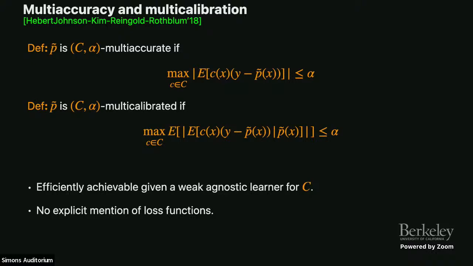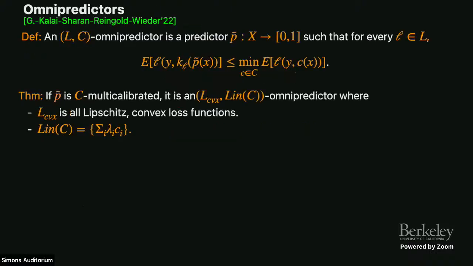Okay, so this is great. I don't need to say anything about this because Michael already did such a nice job of it. This notion, as we've seen, is efficiently achievable using a weak agnostic learner for C. And of course, it doesn't explicitly mention loss anywhere. But the main result in this work, I think the main contribution, of course, is the definition of omnipredictors, which is a notion which is very natural. The main result is that if P is C multi-calibrated, then it is an omnipredictor for L convex, lin C.